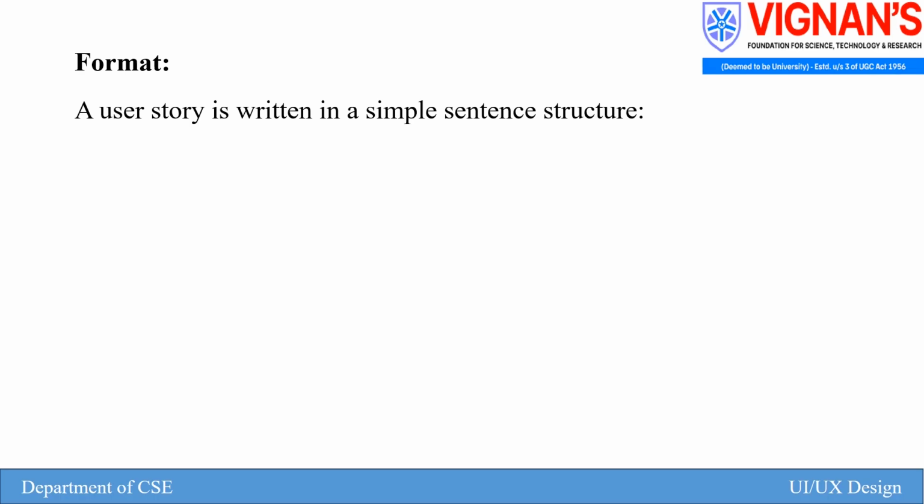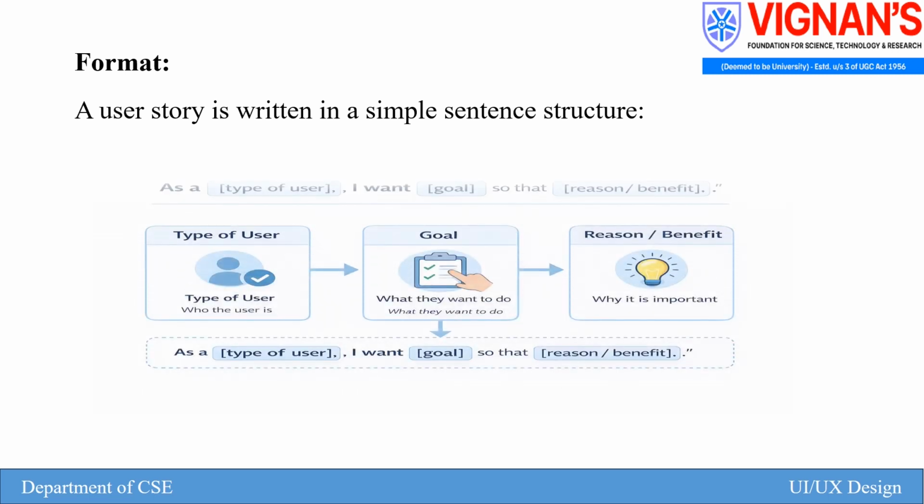Now let's look at the standard format of a user story. A user story is written in a simple sentence structure. As a type of user, I want a goal so that I get a specific benefit. This format clearly organizes the user's needs into three parts. First, it tells us who the user is. Second, the goal, which explains what the user wants to do. And third, the reason or benefit.